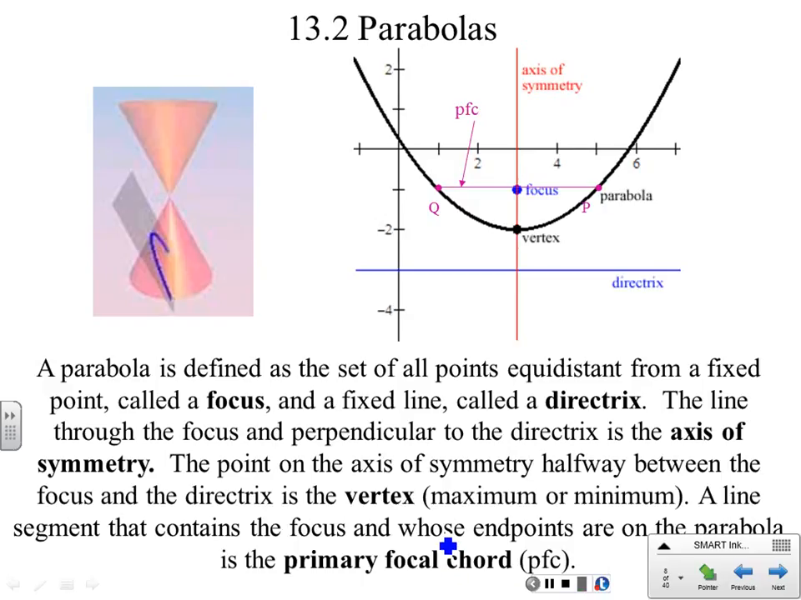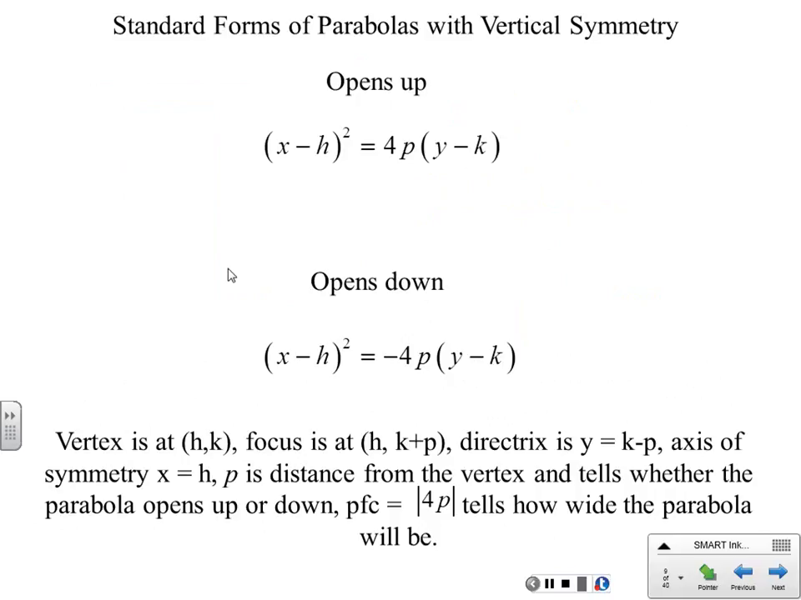So, parabolas, just to be honest with you, are the hardest ones because there's so much stuff that you have to know. Okay, so let's take baby steps. Let's go with ones that we're already familiar with. Let's go with ones that are up and down.